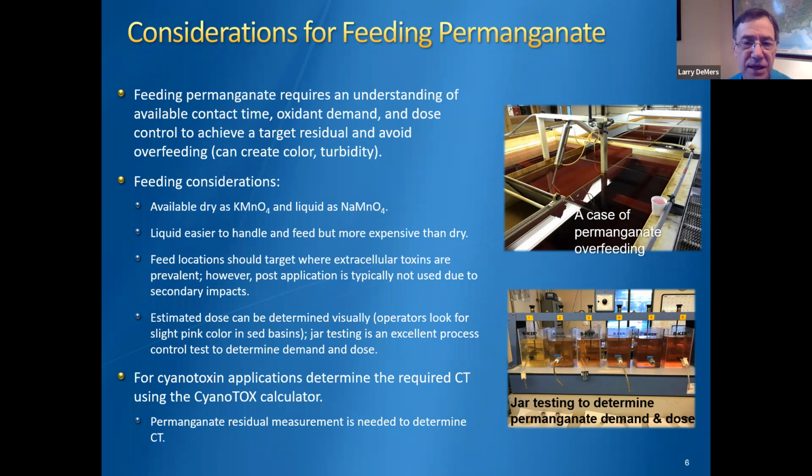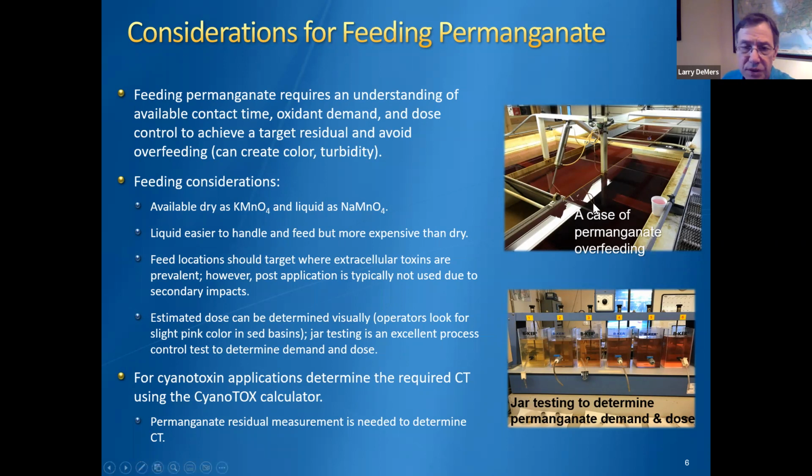So I have a couple slides talking a little bit about permanganate. Feeding permanganate requires an understanding of your available contact time, what the oxidant demand of the water is, and dose control to achieve a target residual. Also importantly, it requires avoiding overfeeding, which can create not only color, but also turbidity, and can be a secondary impact and make things worse in your plant.